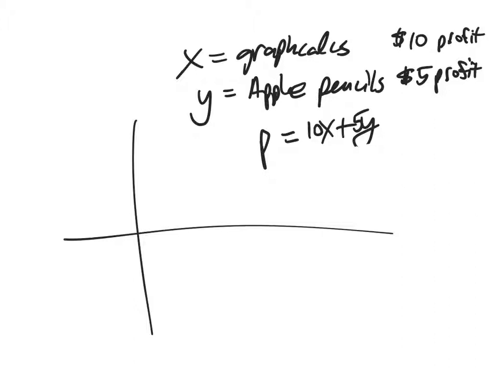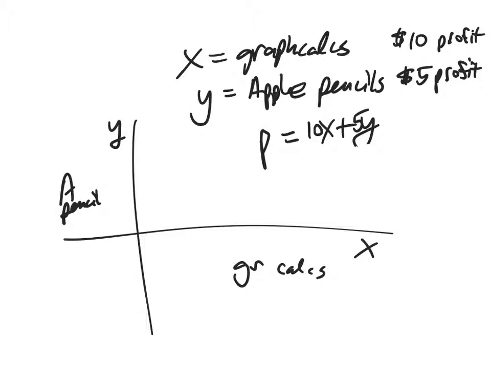Label the x and the y-axis. You should have figured out that since x was graphing calculators, here's where x is, this is the graph calcs. And then over here, we have y, and y is the Apple Pencils. I'm fine with abbreviations, but you have to label your stuff.